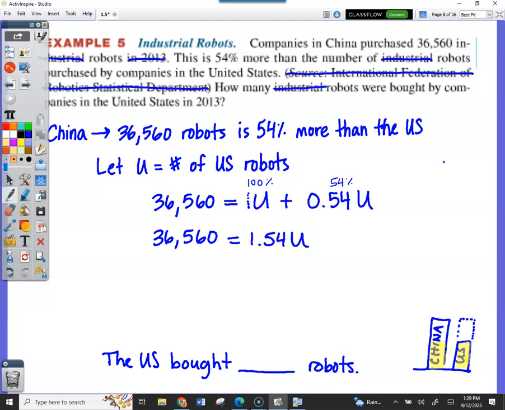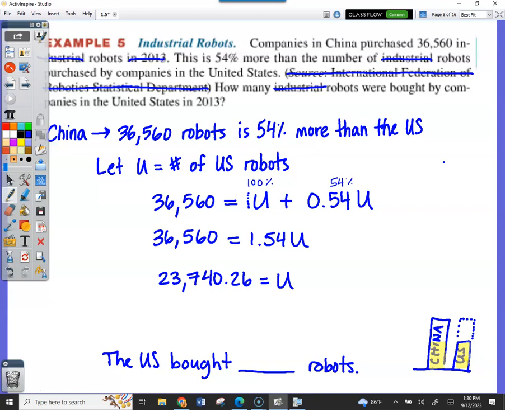Now we're going to divide by 1.54. Okay, now I'm going to ask this question, and some of you are going to be like, well, yeah, you could if it's still in production. Can you have 0.26 of a robot? Technically, no, it's either there or it's not, right? We're not talking about a quarter of a robot manufactured.